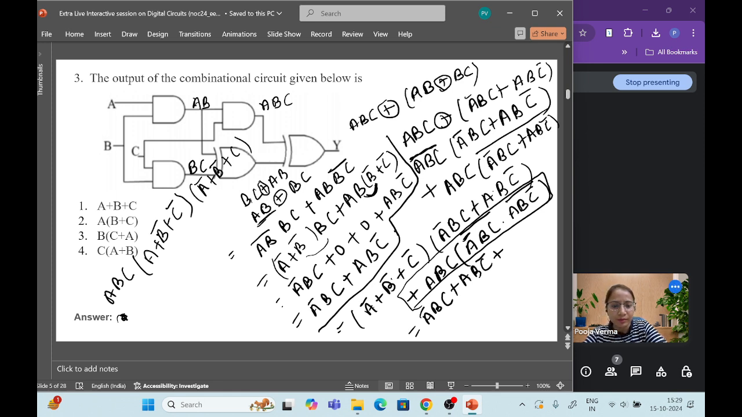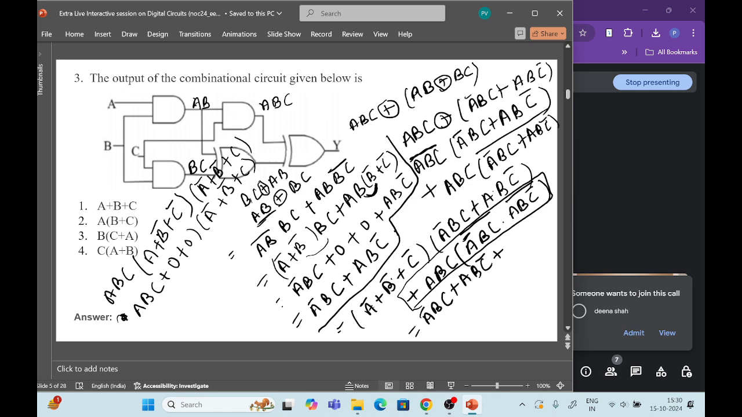From here we will get, again we have to multiply in this, then finally what we will get: ABC will be ABC only, and here again B dash will be cancelled out, right? So 0, and here again C dash will be cancelled out, will be 0, right? So now this part is completed. Now the next part is A dash plus B dash plus C, right?